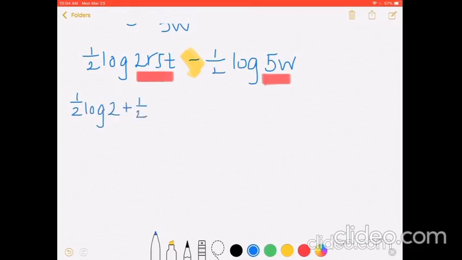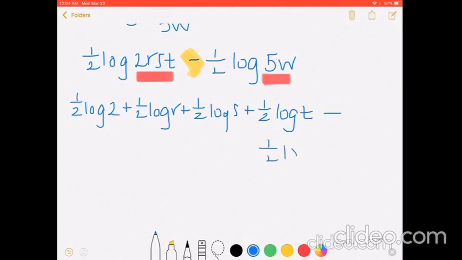Now at the end, we're going to have to keep everything in the denominator in parentheses, but the numerator, which I'm already expanding here, if we work left to right to condense, we wouldn't need parentheses. All right, so just keeping in mind that every variable that's expanded here with the product property is to the 1/2 power. So we have the 1/2 in front of the log 2, in front of the log r, the log s, and the log t. And then now we have that minus sign, and I'm going to expand that 5w using the product property, and the 1/2 is in front of the log 5 and the log w.